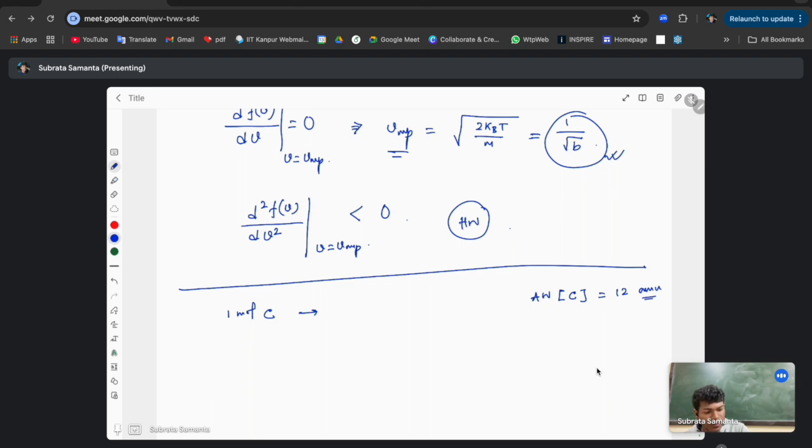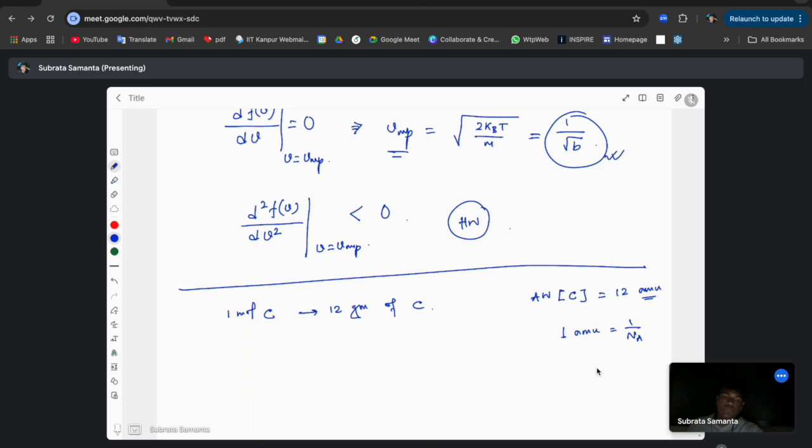And 1 mu is basically 1 over Na gram, right? So 1 mole of carbon is basically 12 gram of carbon. Yeah, so 1 mole of carbon is basically 12 gram of carbon.